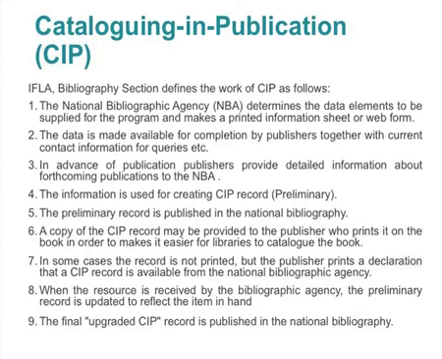A copy of the CIP record may be provided to the publishers, who print it on the book in order to make it easier for libraries to catalog the book. In some cases, the record is not printed, but the publisher prints a declaration that the CIP record is available from the national bibliographic agency. When the resource is received by the bibliographic agency, the preliminary record is updated to reflect the item in hand, and finally the upgraded CIP record is published in the national bibliography.